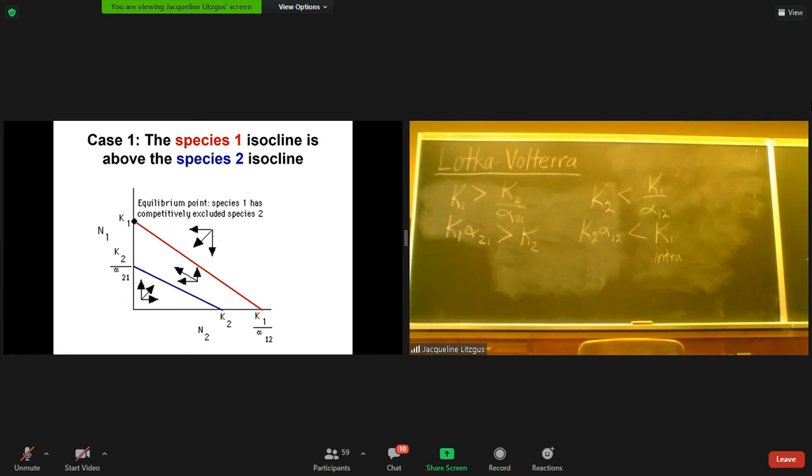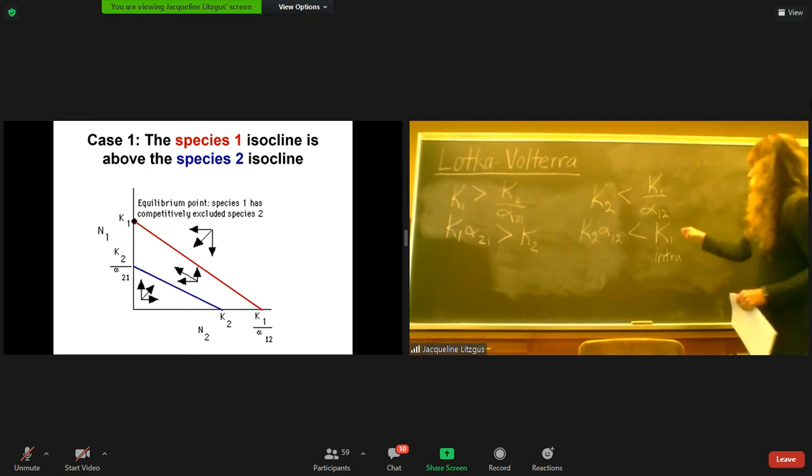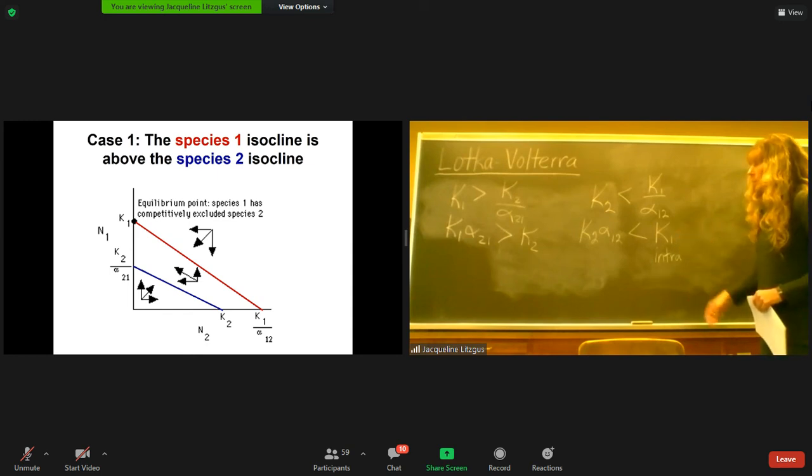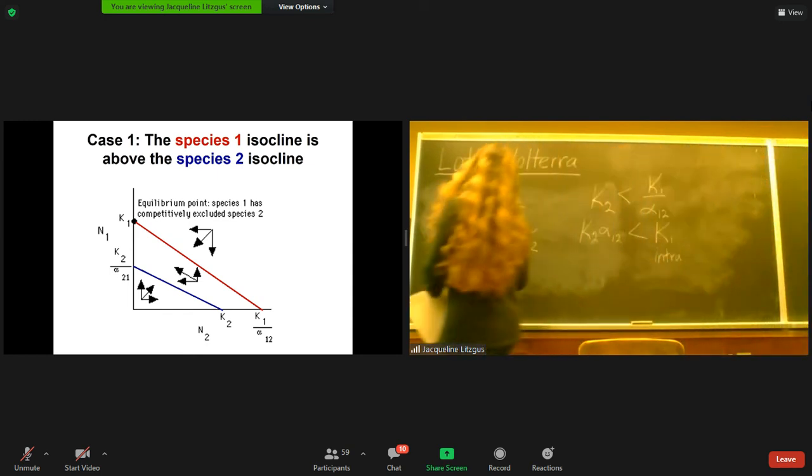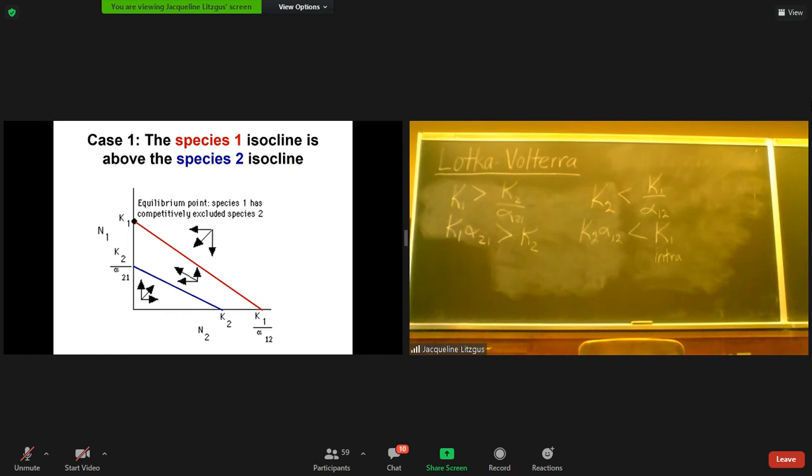So again, this means that the impact of species 2 at its carrying capacity on species 1 is less than the impact of species 1 on itself. Species 1 is regulated by intraspecific competition. Species 2 is regulated by interspecific competition. Okay?